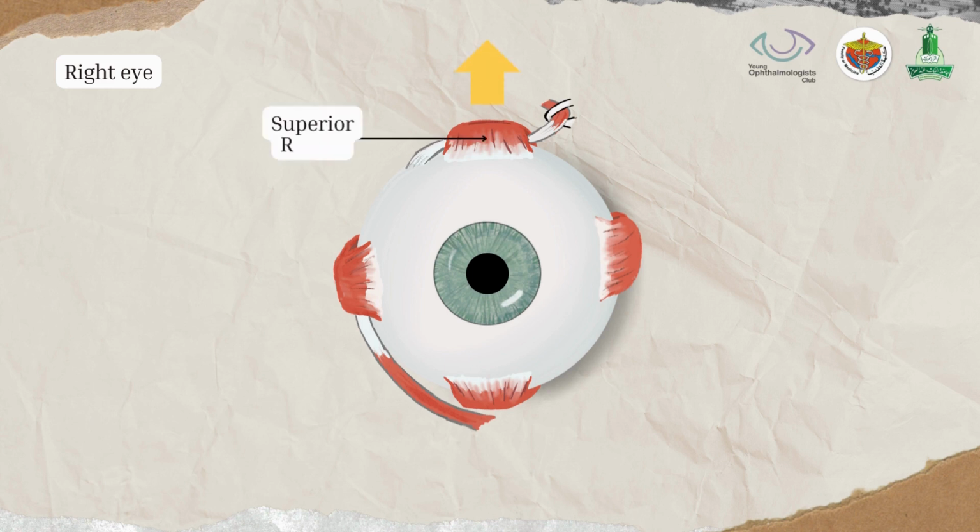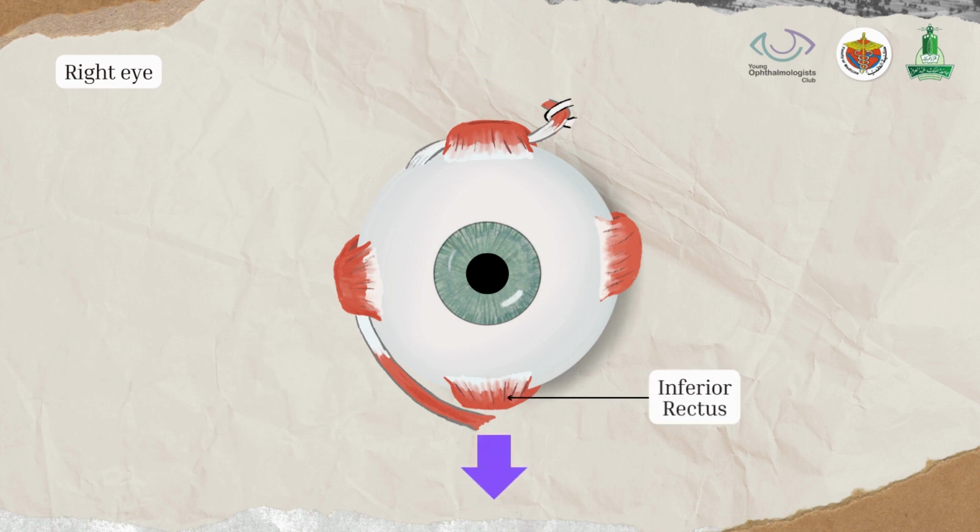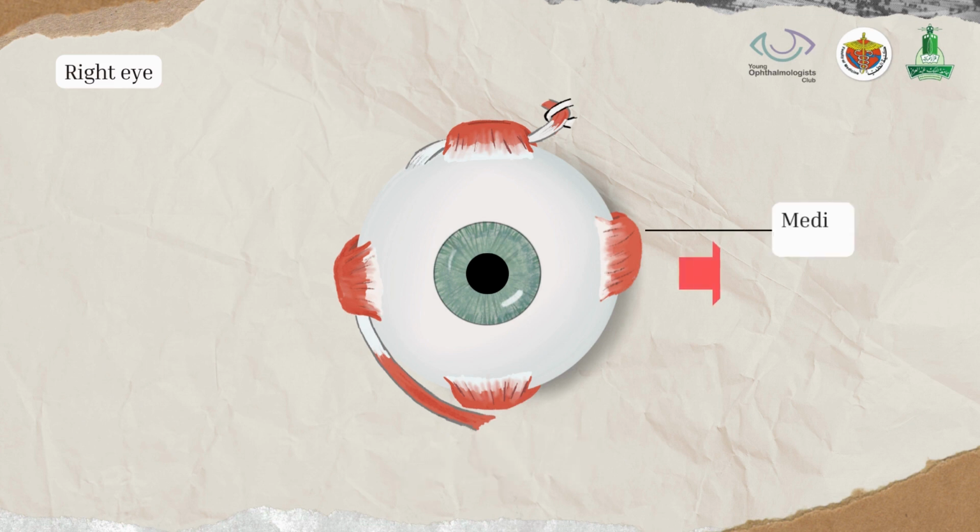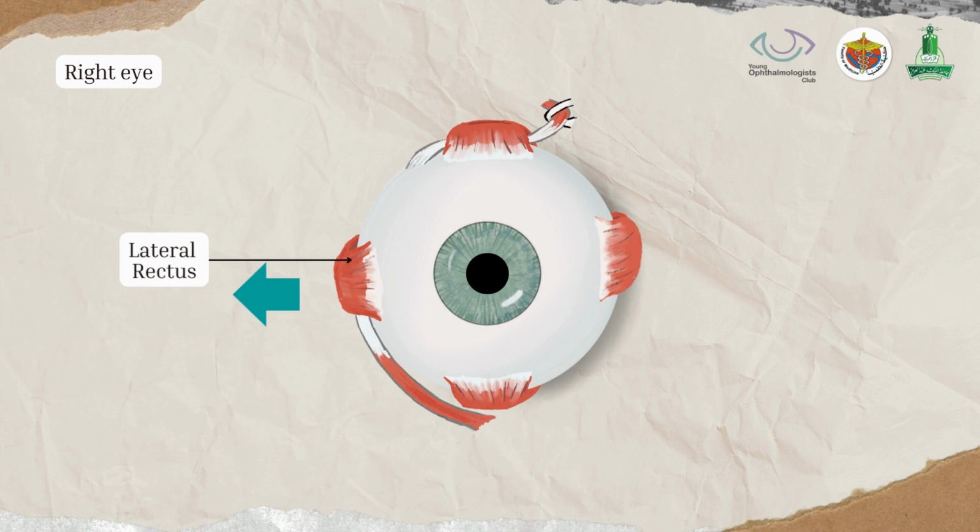Starting with the superior rectus, its main movement is elevation, and it contributes to the encyclotorsion and adduction of the eyeball. Inferior rectus, main movement is depression, and it contributes to the excyclotorsion and adduction of the eyeball. Medial rectus adducts the eyeball. Lateral rectus abducts the eyeball.